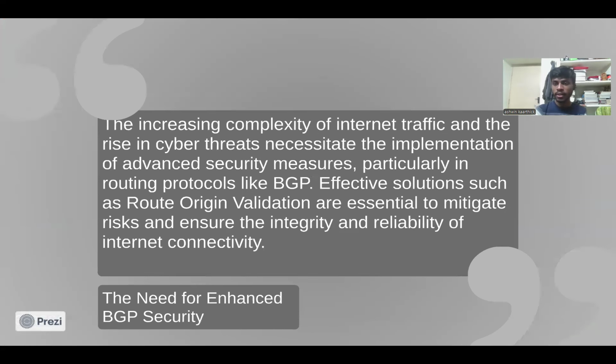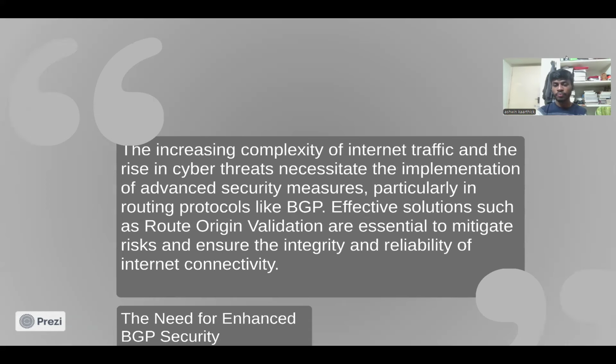The increasing complexity of internet traffic and the rise in cyber threats necessitate the implementation of advanced security measures, particularly in routing protocols like BGP. Effective solutions such as ROV are essential to mitigate the risk and ensure the integrity and reliability of internet connectivity.